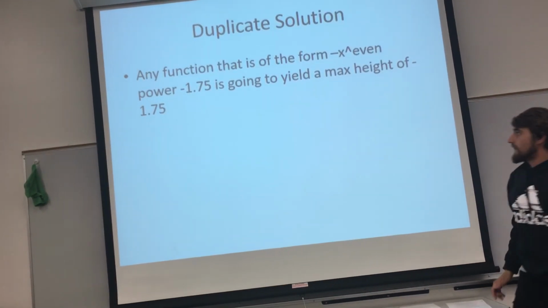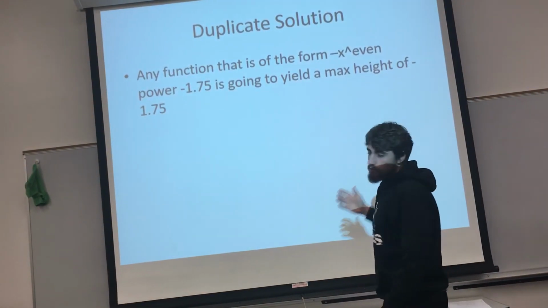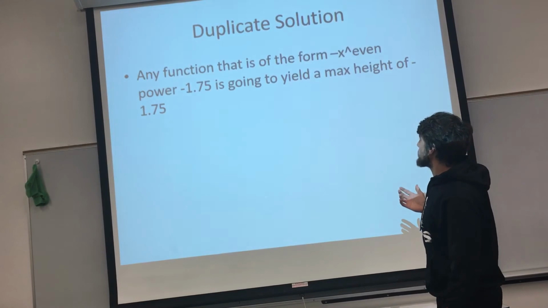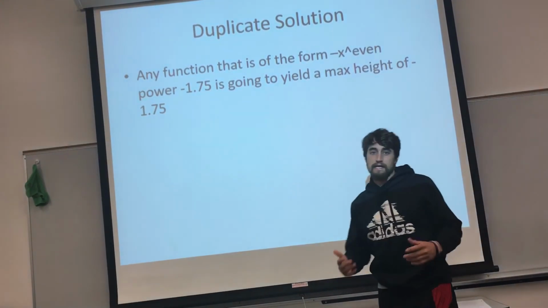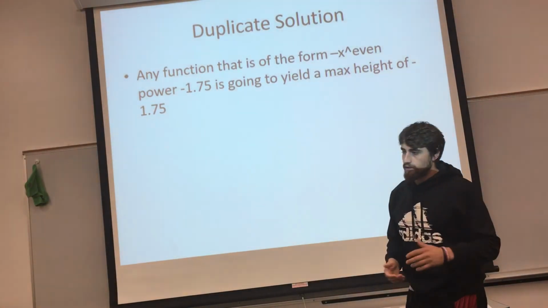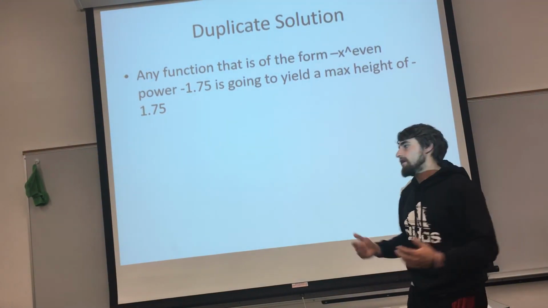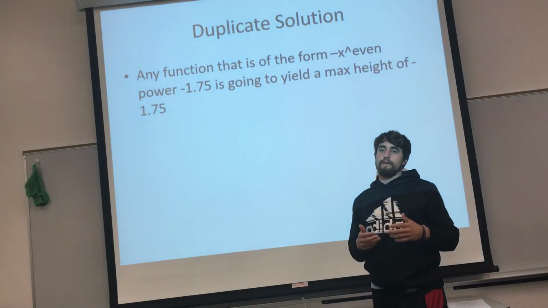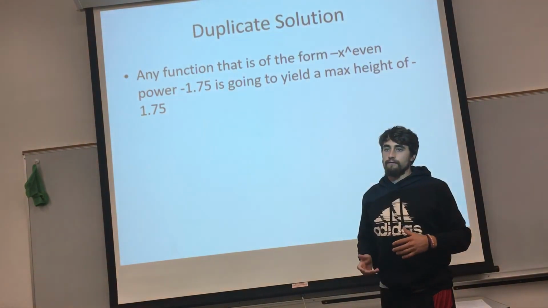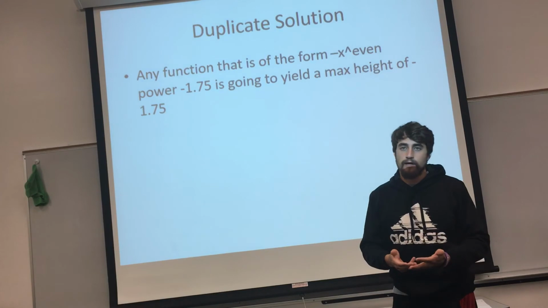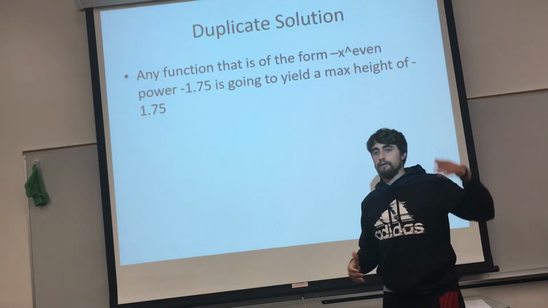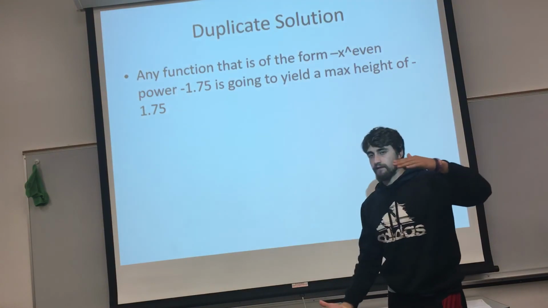Okay, and then finally, just real quick, duplicate solutions. One thing to know is that any function that is in the form negative x squared to an even power, so x squared, x fourth, x sixth, x to the 100th, minus 1.75 is going to yield a max height of negative 1.75, because obviously if we plug any value, negative or positive, into our x, it's going to be a positive value, and then when we apply that negative to it, it's going to decrease the function.